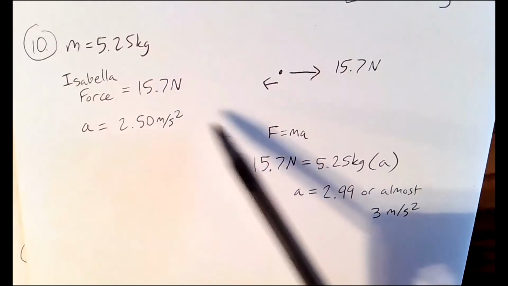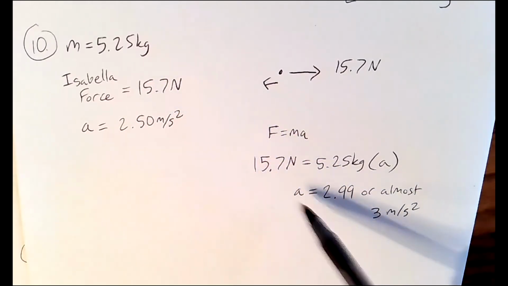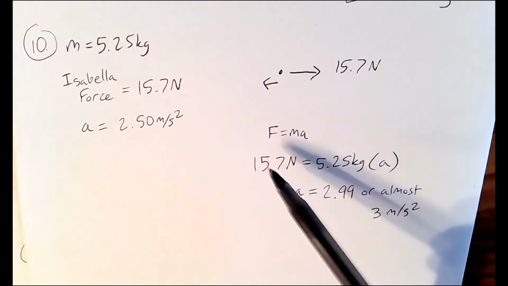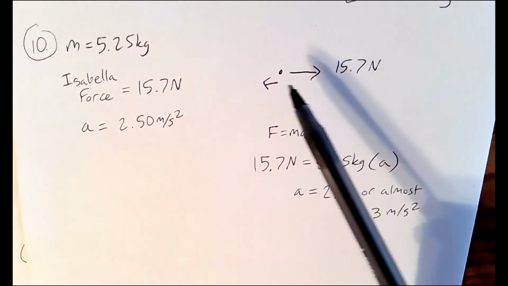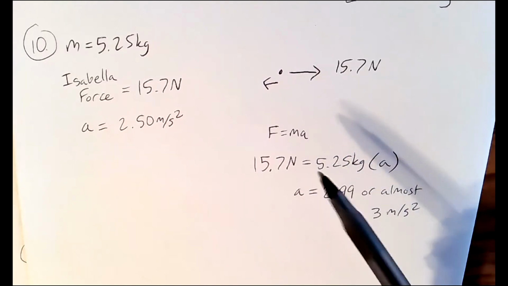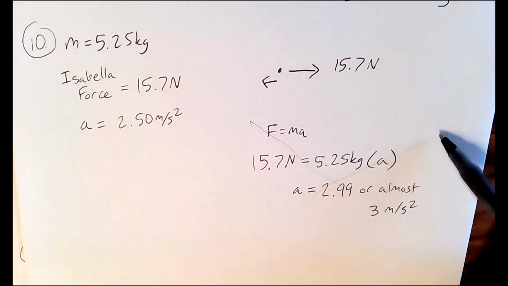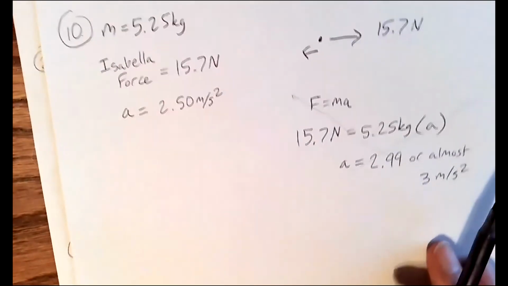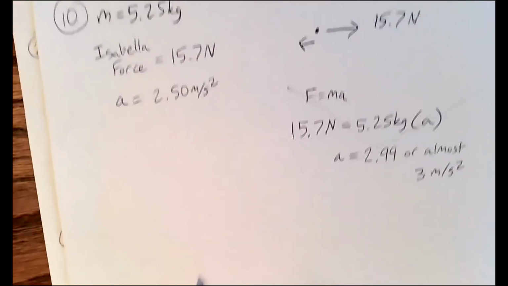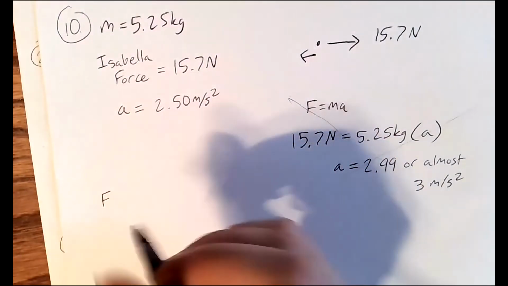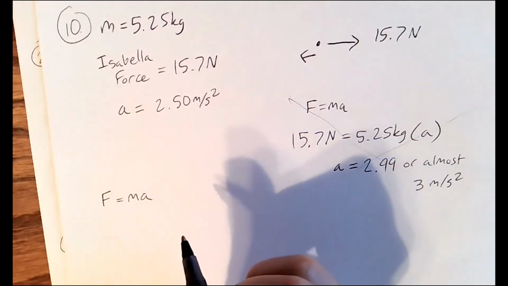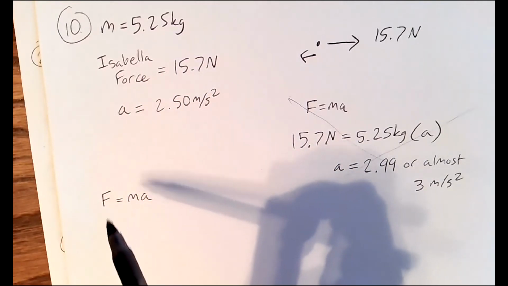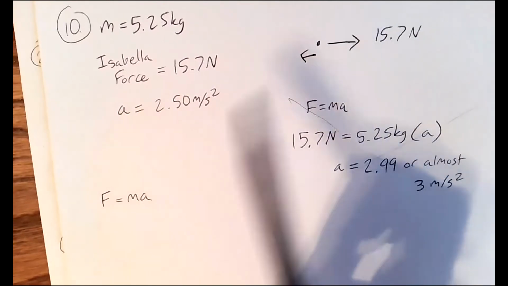So anytime you see this not adding up, that means there's friction. Okay, so we know the net force is not just Isabella's force. There's also another force going the opposite direction. So this does not hold true. So we have to find out what is the net force. And that is honestly pretty easy too. So we're still using F equals ma. But now we need to find the net force and then subtract 15.7 from that, okay?